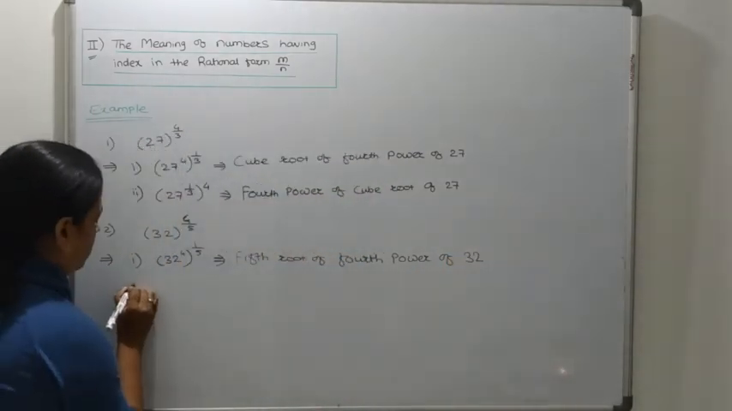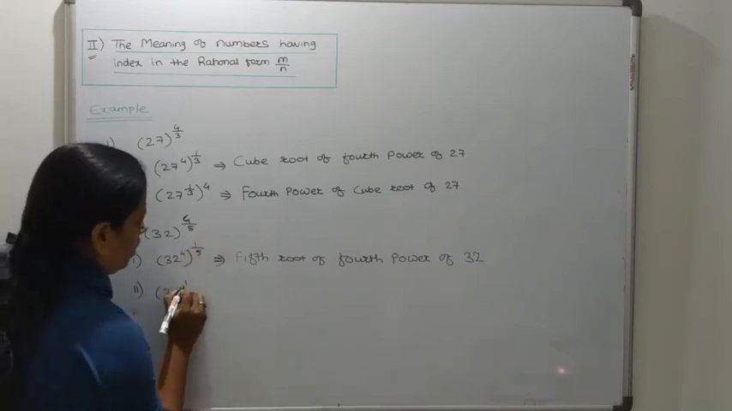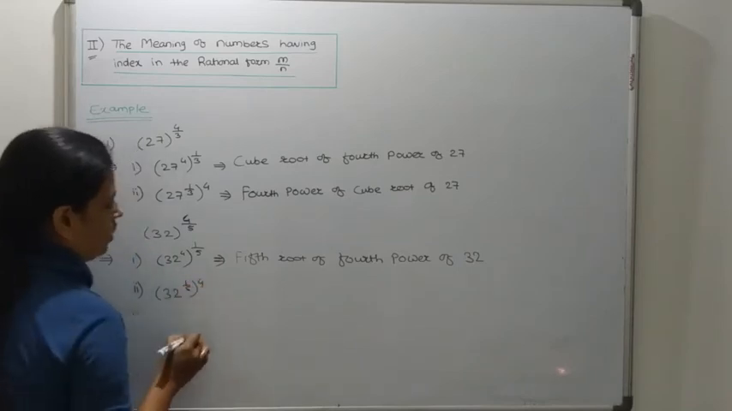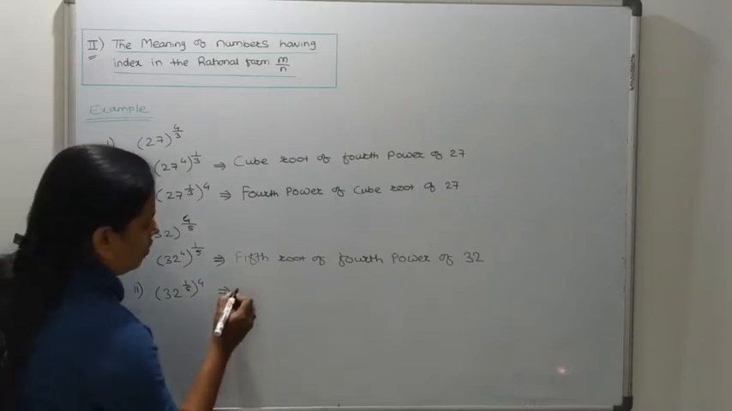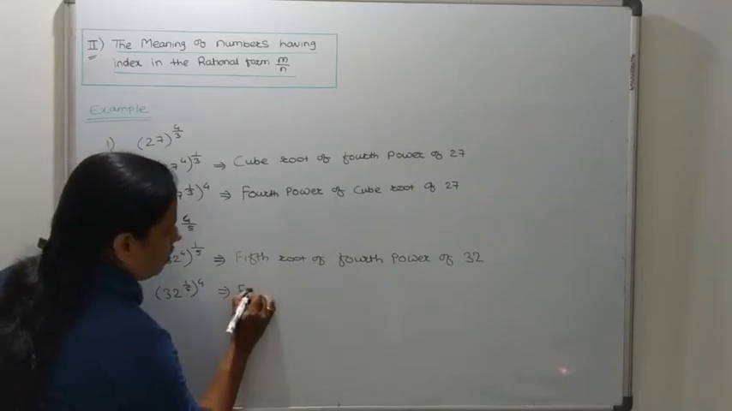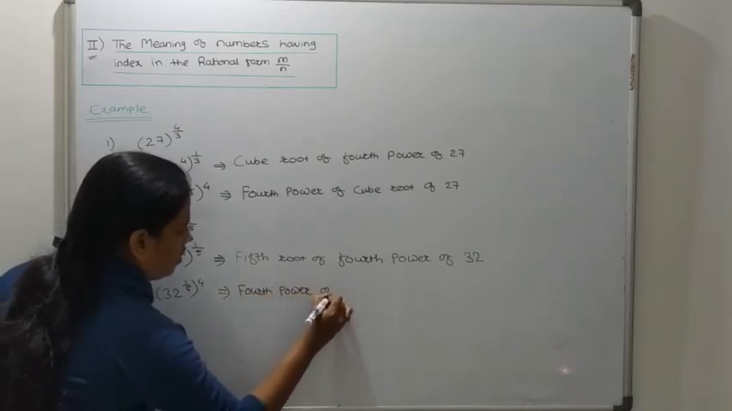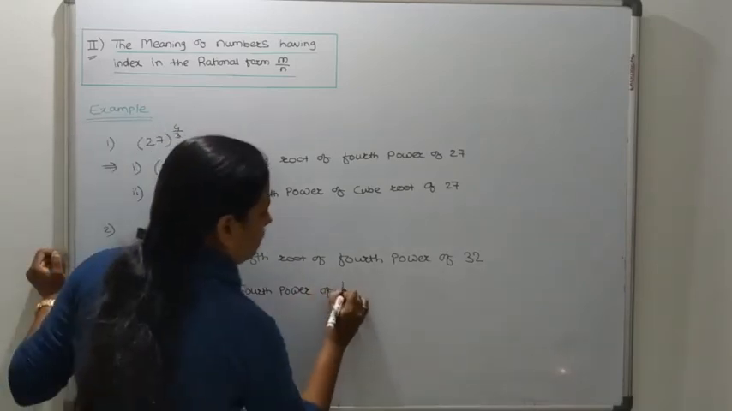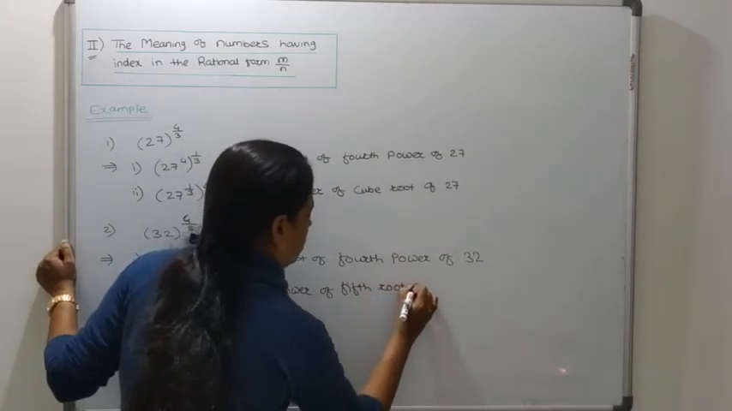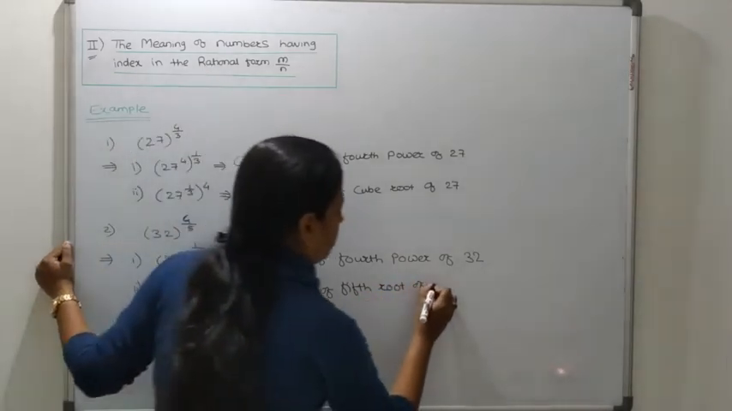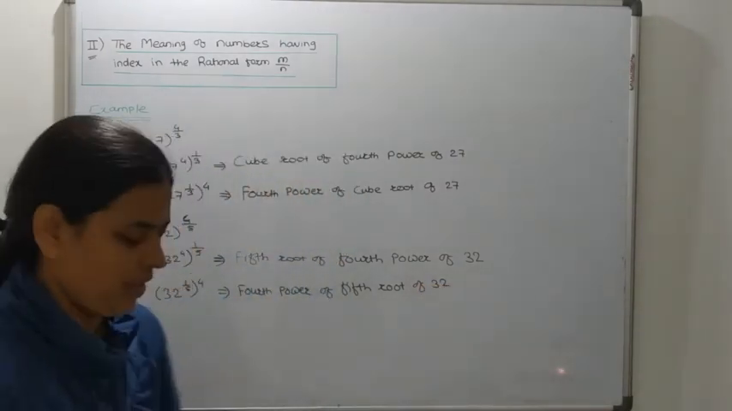Clear? Now next, for 32 we have to take 1 upon 5 in bracket, and out of the bracket 4 is there. So we have to write like this. This is the fourth power of the fifth root. Fifth root of 32. Clear? So these are the two examples which depend on this one.